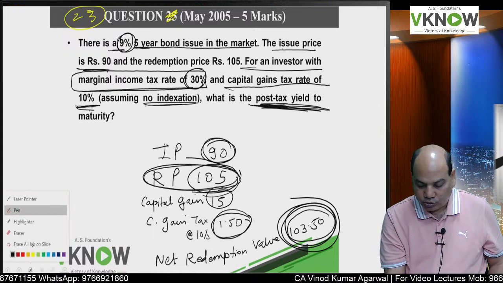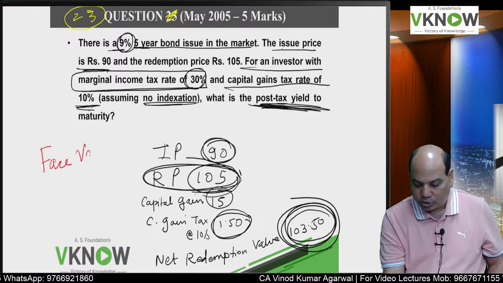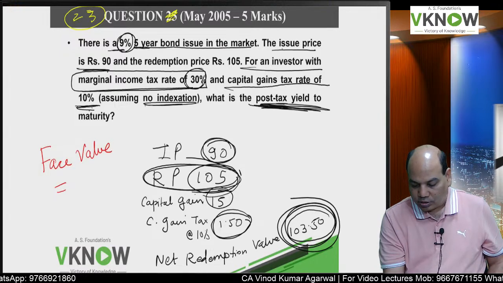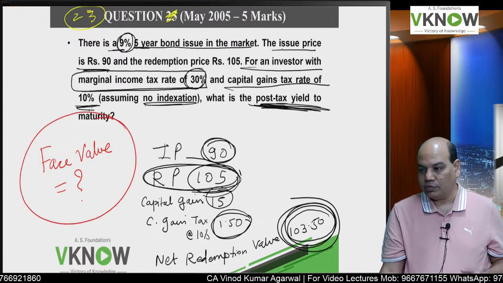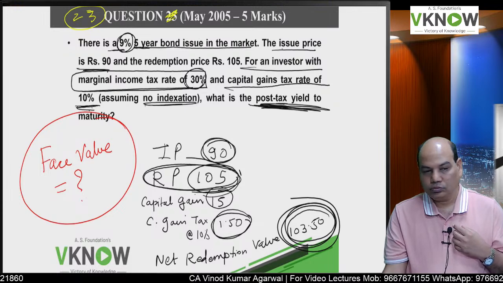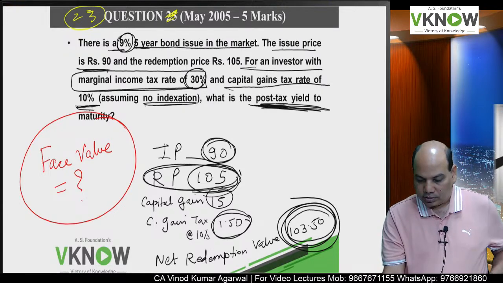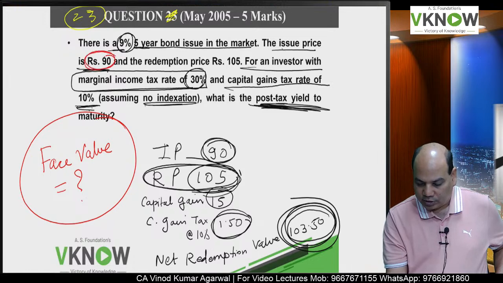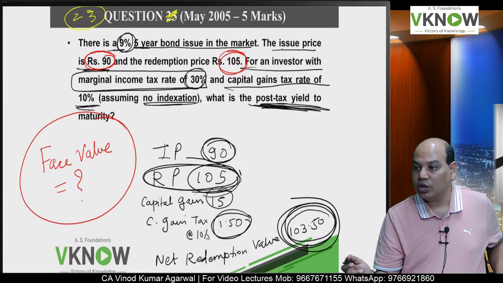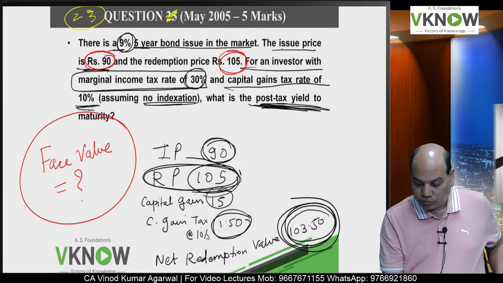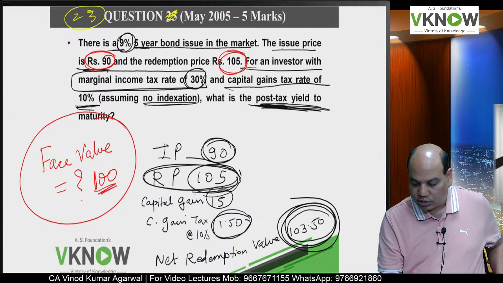How much coupon will you earn? First, check the face value of the bond in the question. This question has a mistake. They have not given the face value of the bond. So what will you assume? If the face value is not given, but the issue price is 90 and the redemption price is 105, what face value can you assume? We will assume the face value as 100 rupees.